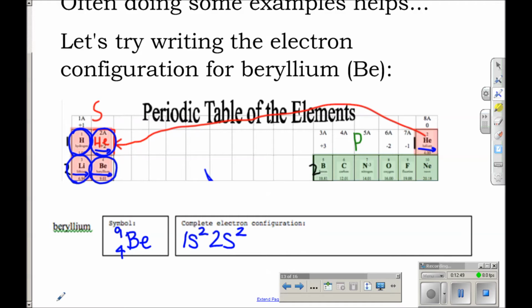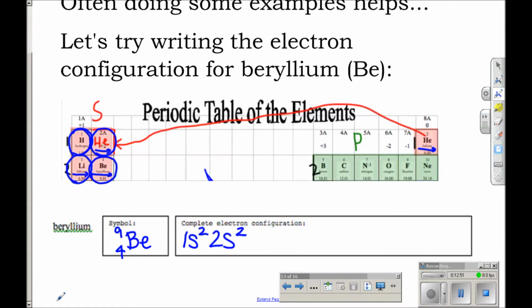Then we're going to move, so we've gone through our first element and our second element. We're going to go to our third element. We're going to note that we have now moved to the second period. We are still in the S block, and we have a total of 2 elements in that second period S block, lithium and beryllium. And so we're going to put a 2 here.